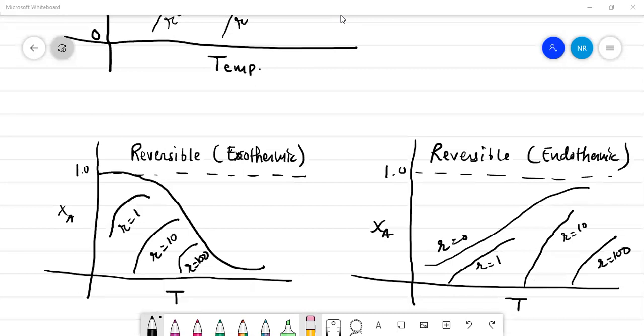We do not deal much with reversible reactions, so the last two graphs do not affect us much. We will not consider reversible reactions much; we will consider mainly irreversible reactions. These are the reversible reactions, exothermic and endothermic, and they have little effect on us because there are very few reversible reactions.